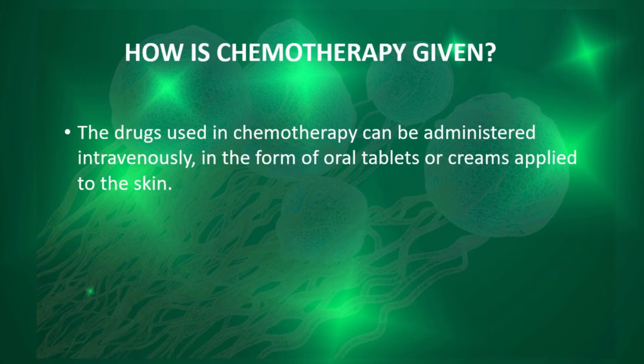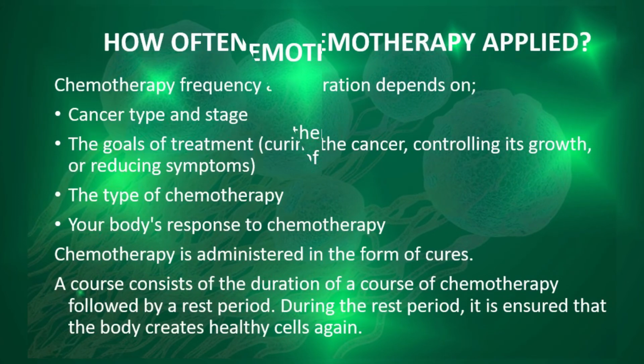How is chemotherapy given? The drugs used in chemotherapy can be administered intravenously, in the form of oral tablets, or as creams applied to the skin. How often is chemotherapy applied? Chemotherapy frequency and duration depend on cancer type and stage, the goals of treatment: curing the cancer, controlling its growth, or reducing symptoms, the type of chemotherapy, and your body's response to chemotherapy.